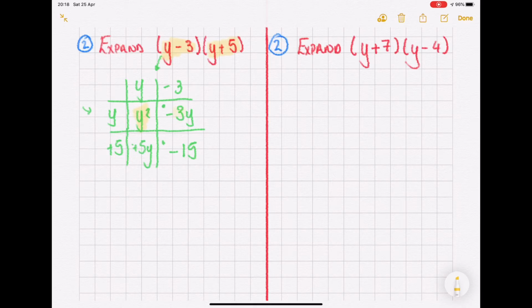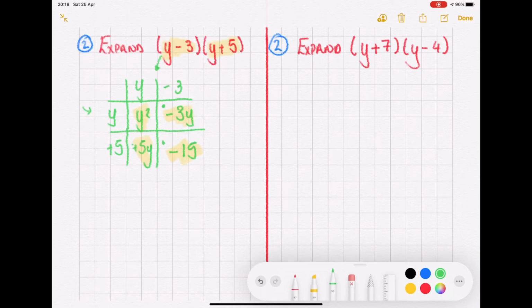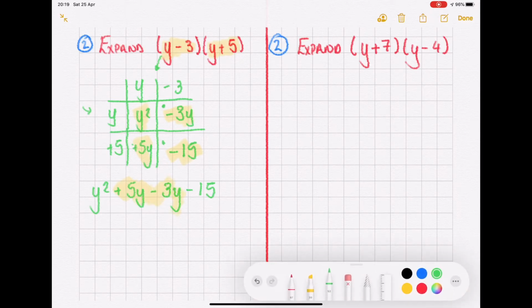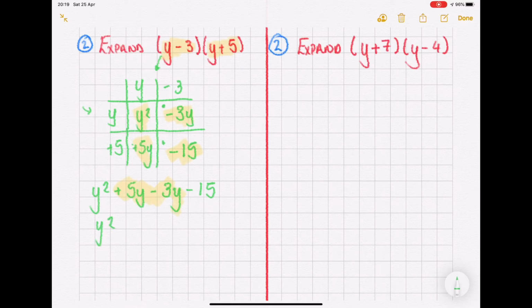Now let's take all the values out of the grid and pop them on a new line. So we get y squared plus 5y minus 3y minus 15. And we check if we can simplify anything. Yes, we can. We can simplify these two values. So our new line is going to be y squared. And what's positive 5y take away 3y? That's plus 2y. And then minus 15 left on the end there. And that's our final answer.